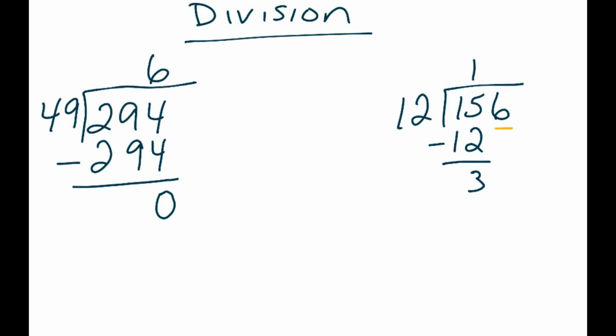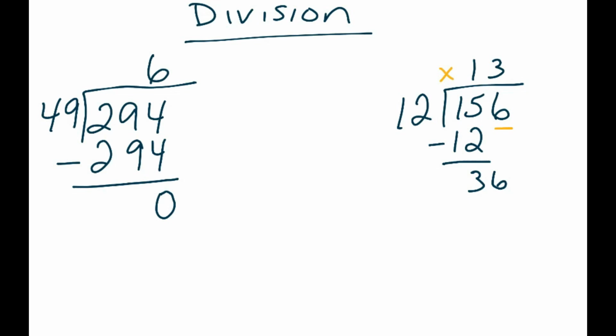Next, we must divide into 6. To do that, we're going to bring down the 6, and 6 goes here next to the 3. We now have 36. Again, we have to divide 12 into 36. 12 goes into 36 3 times.